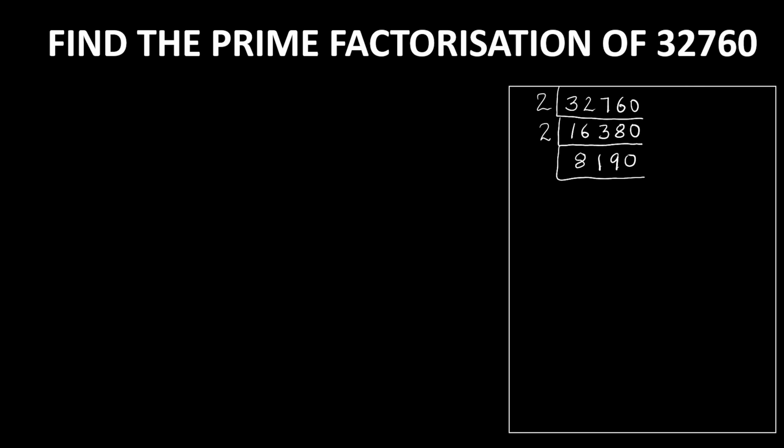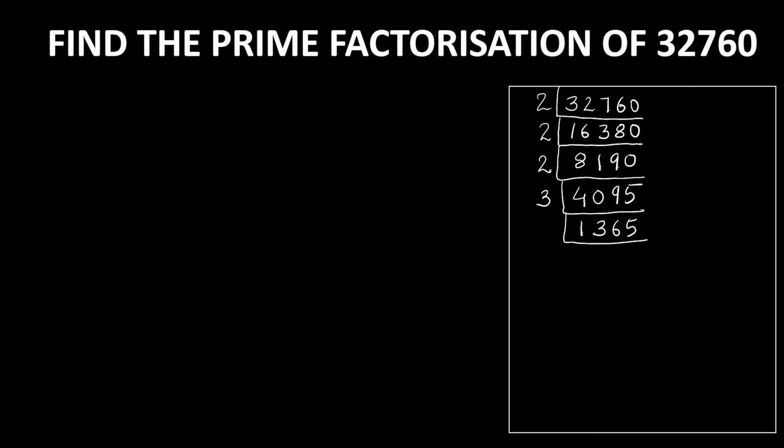Now again, for this number also we could observe that its units place digit is 0, so it is divisible by 2. Let's try to divide it. We are going to get the quotient as 4,095. Now, its units place digit is 5, which means it is not divisible by 2. So, now the number greater than 2 is 3. Let's try to divide it by 3. On division by 3, we are going to obtain the quotient 1,365.